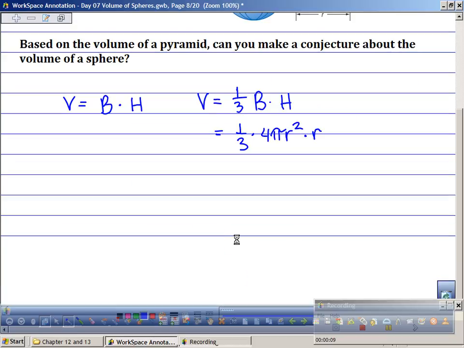That is where we get the formula. Is everybody following me? This is the base. This is the height, one third of it. That's where we get the formula 4/3 pi r cubed. That is the volume of a sphere.